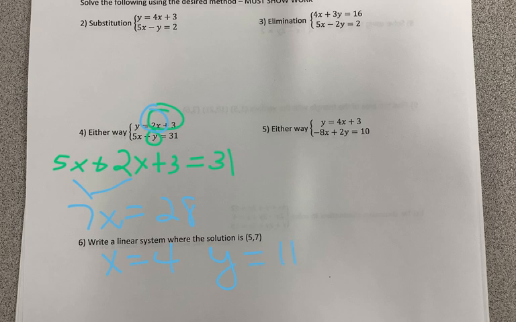All right, next one. Either way, y equals 4x plus 3. This is going to end up being a lie, because everything's going to cancel out. So you get 2. When it's a lie like this, that means it's a no solution.